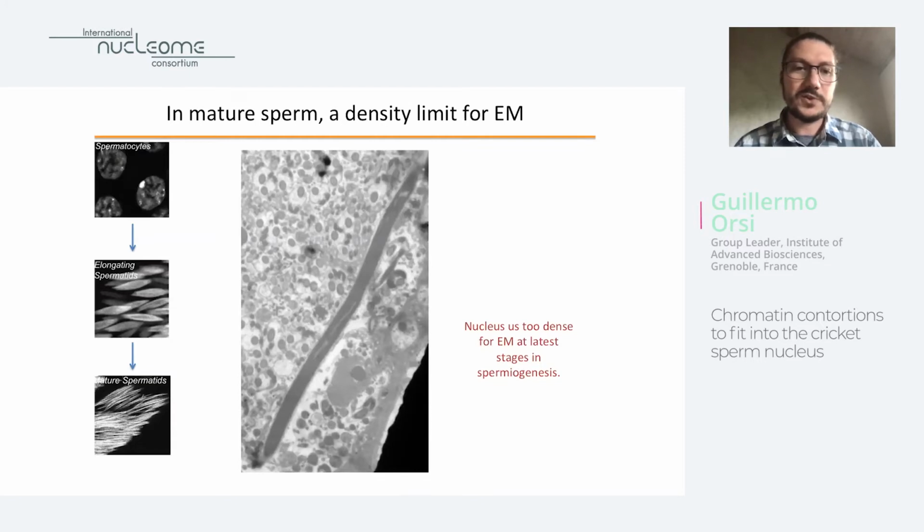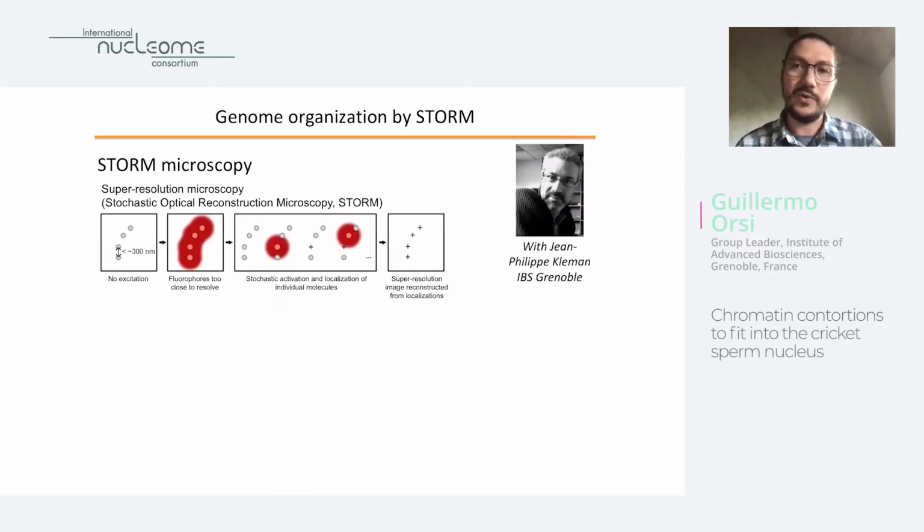And electron microscopy can only go so far, because at some point the compaction of chromatin inside the nucleus becomes so dense that there's just too much matter. And even in electron microscopy, we don't see any detail anymore. We just see a black mass of material. And so to overcome this, we implemented a second approach, which is STORM microscopy. This was thanks in particular to a collaboration with Jean-Philippe Clément in Grenoble.